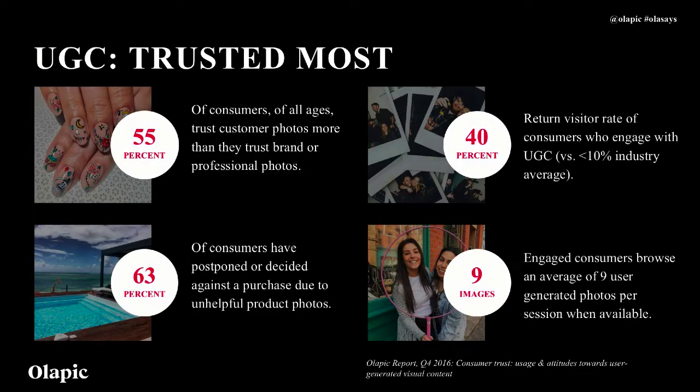UGC is the most trusted form of content. As you can see here, when we interviewed consumers, we realized that 55% of consumers trust customer photos more than they trust brand photos. Furthermore, 63% of consumers we interviewed have postponed or decided against a purchase due to unhelpful product pictures. Now that we know UGC is a key component in the decision-making process for customers, let me show how your brand could access UGC at scale.